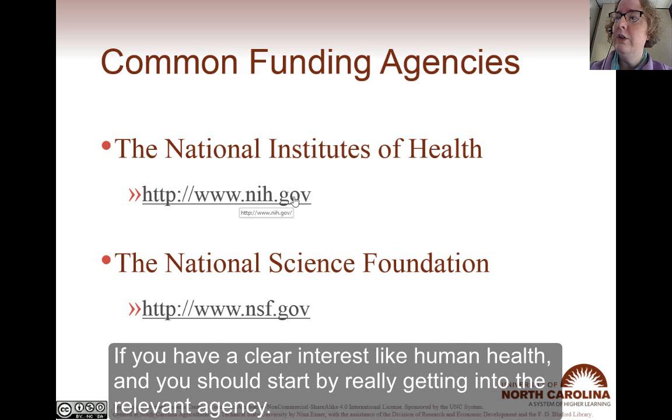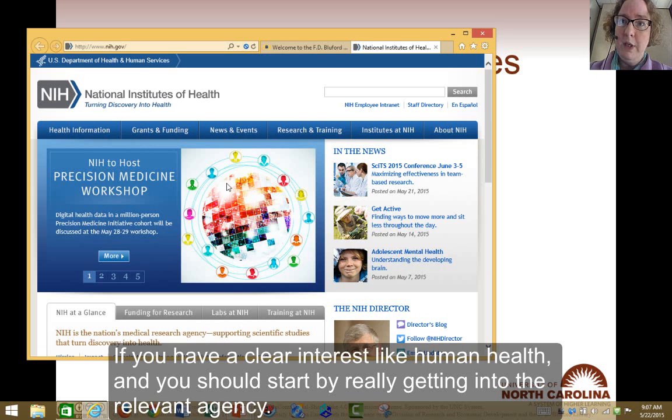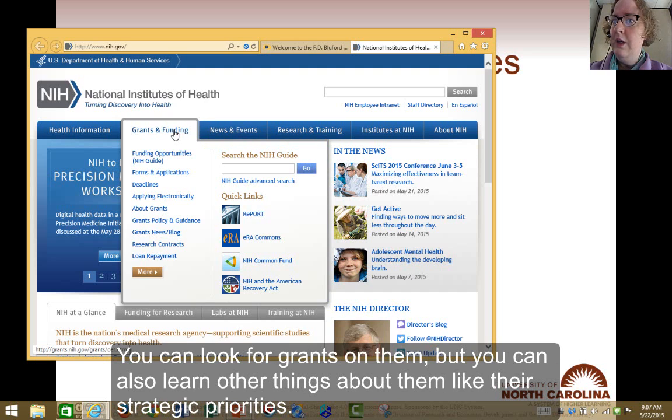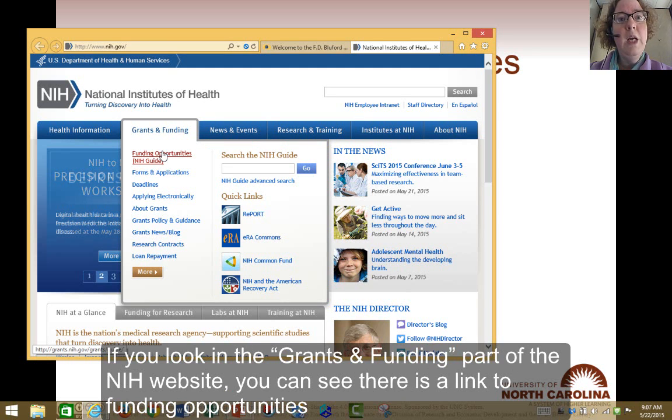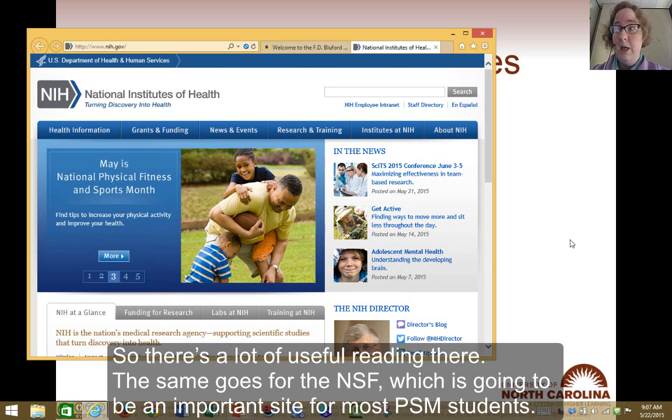If you have a clear interest, like human health, then you should start by really getting into the relevant agency's website. You can look for grants on it, but you can also learn other things about them, like their strategic priorities. If you check the grants and funding part of the NIH website, you can see there's a link to funding opportunities. But there are other helpful links here, like applying electronically, or general links about grants. So there's a lot of very useful reading there.